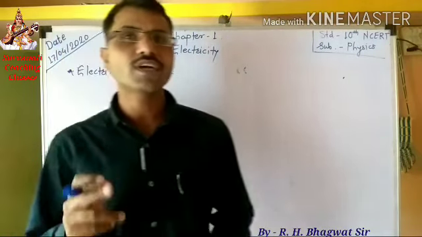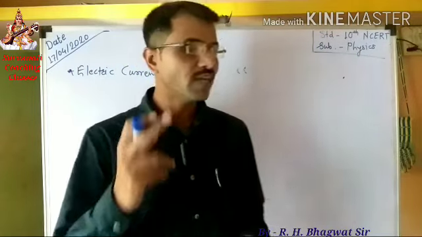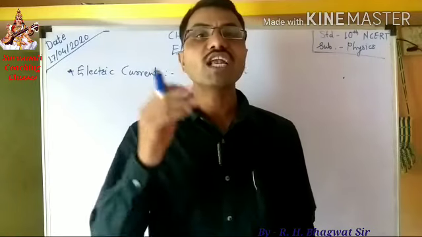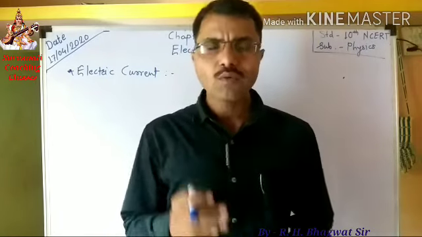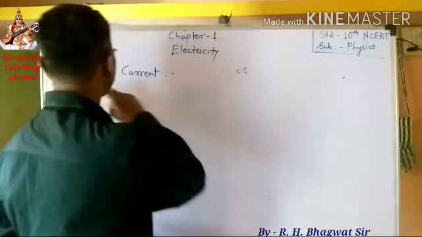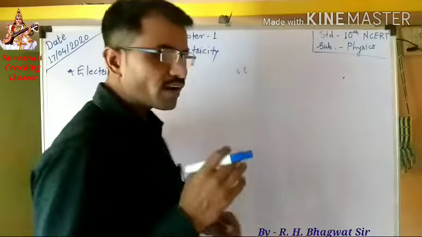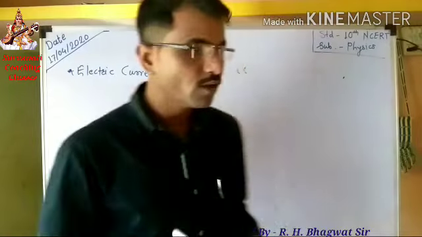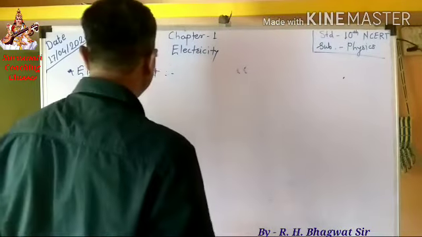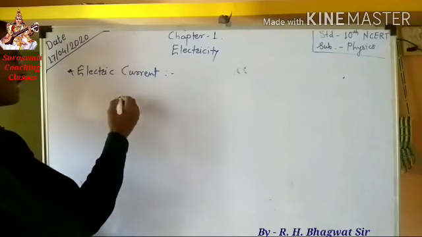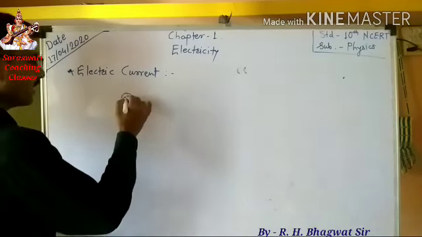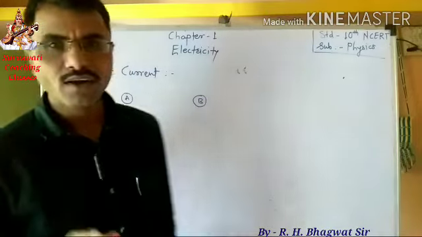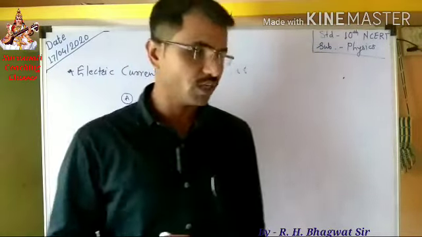In the last lecture we studied the types of charges, properties of charges, types of conductors, then electrical potential and potential difference. Today we are going to start the new topic, that is electrical current. Now to understand electrical current, let's consider two objects or two bodies which are at different electrical potential. Let's consider two bodies, A and B, which are at two different electrical potentials.